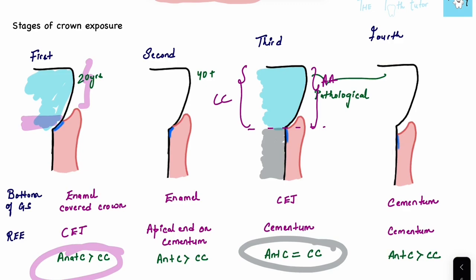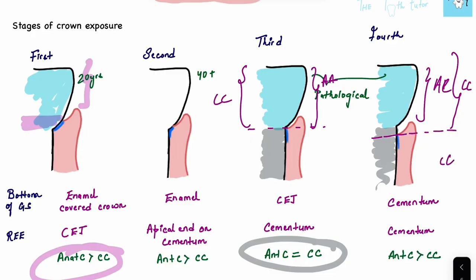How is it bigger? So I have this enamel covered portion, which is my anatomical crown, and then I have this cementum. So this is my anatomical crown, and my clinical crown is now up to here. Since the gingiva has receded so much, this is my clinical crown, which is bigger than my anatomical crown.